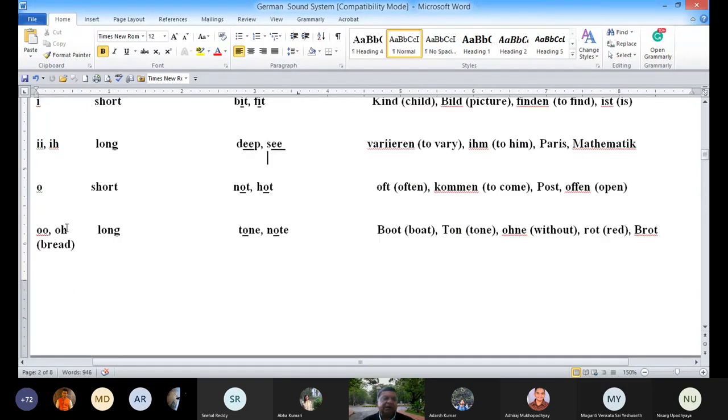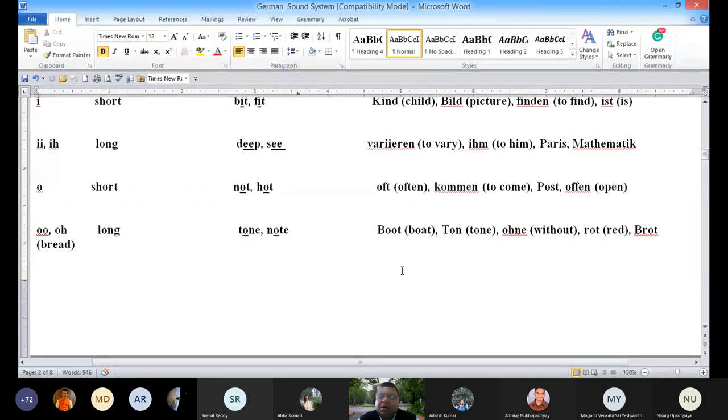And when double O or OH is coming, first look at this one, tone means O. What sound are you getting? O sound. So keep this in mind, otherwise there will be a mistake. BOOT in English you would pronounce boot. That is not the correct pronunciation. Here you have to pronounce the O sound as you pronounce tone. So BOOT should be boat, just like English, BOAT. So the pronunciation of BOOT will be boat.